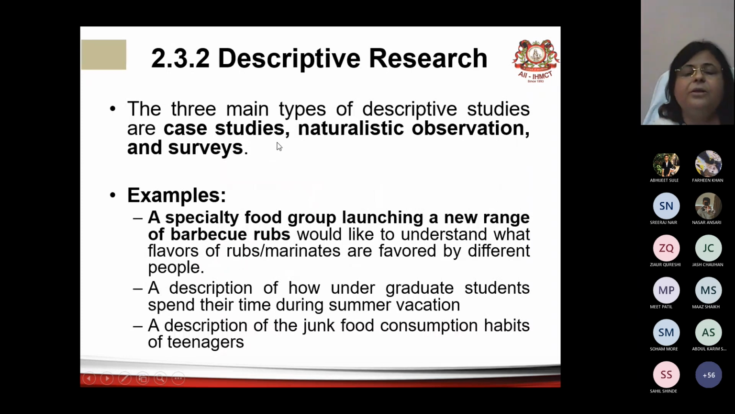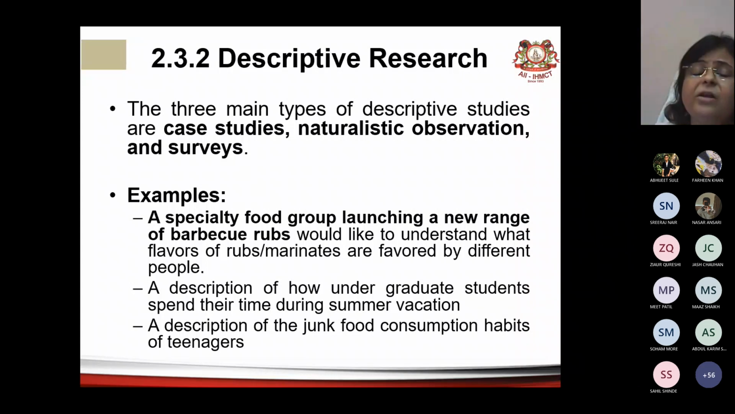The three main types of descriptive studies are case studies, naturalistic observations, which means you are there and observing, and surveys. A specialty food group launches a new range of barbecue rubs, or you can say marinades.